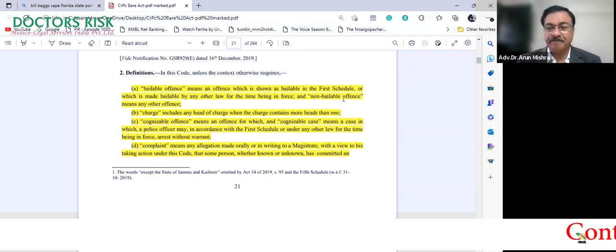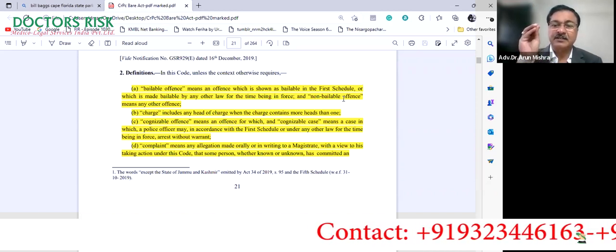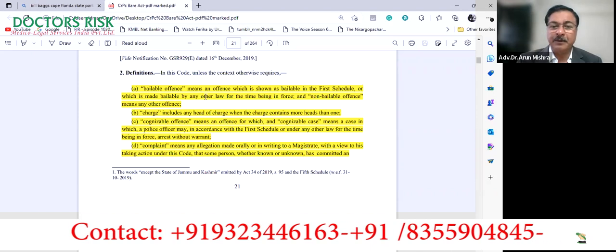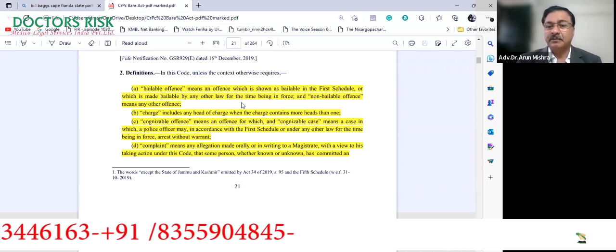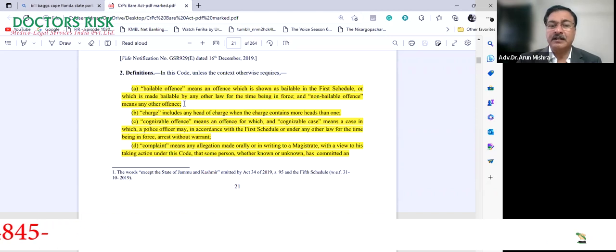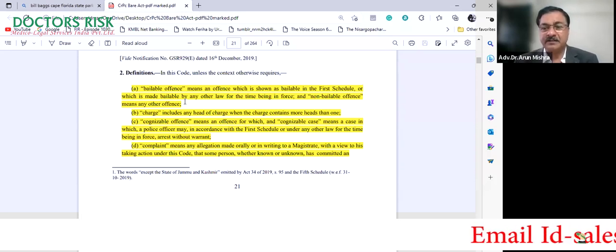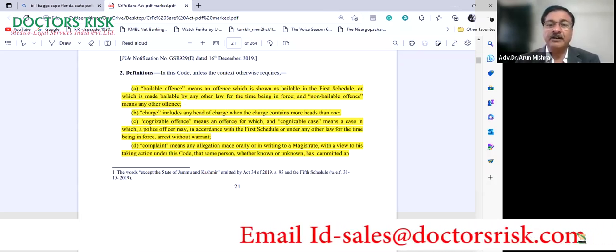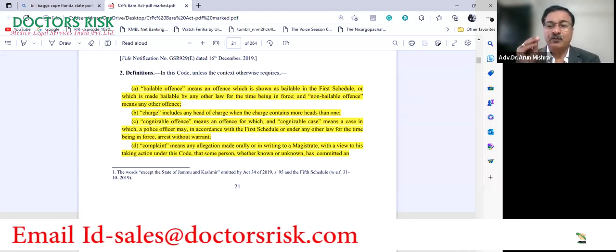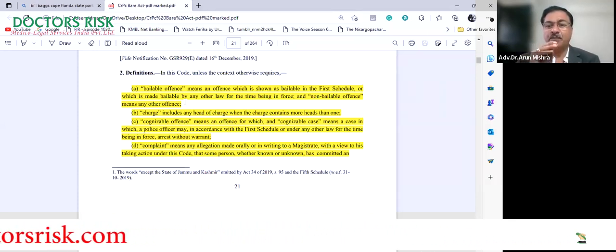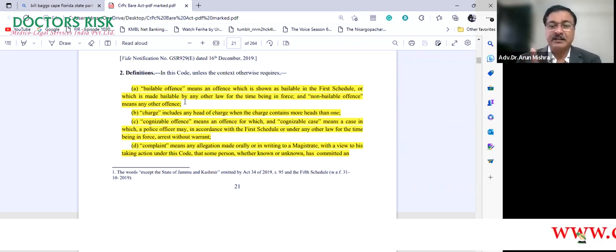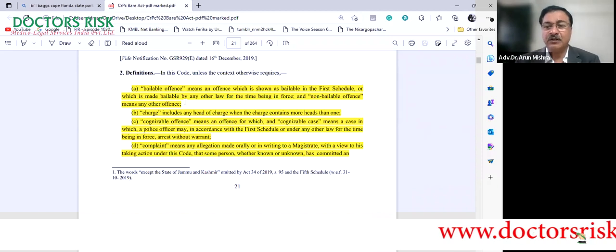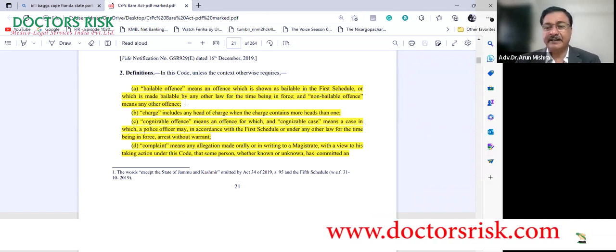So there is a schedule where the lawmaker has decided these sections are going to be bailable, or which is made bailable by any other law for the time being in force, and a non-bailable offense means any other offense. Now, for your knowledge, bailable means it is a right of a citizen. When it is bailable, I have the right to get bail. Judges are going to follow the CrPC. They will not put you behind bars if it is a bailable offense. Non-bailable means it is the judge's discretion. If he feels that this accused needs to be sent to jail, then he can.